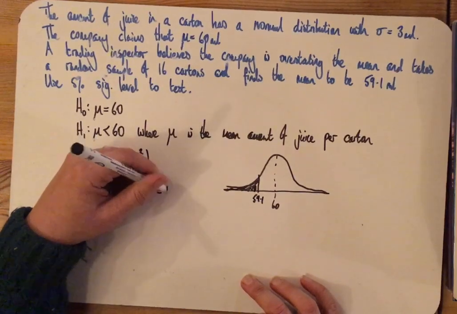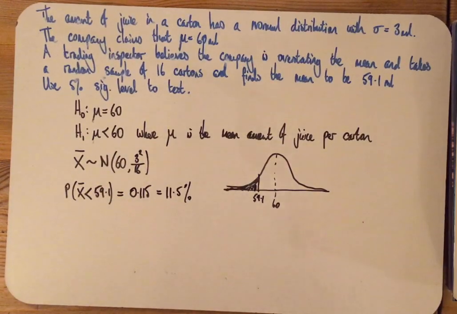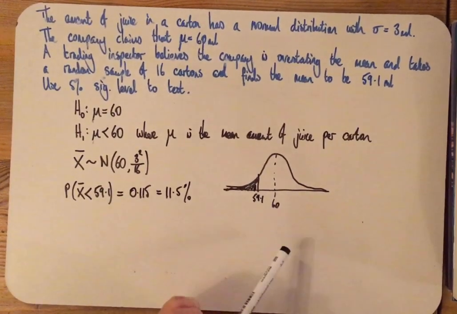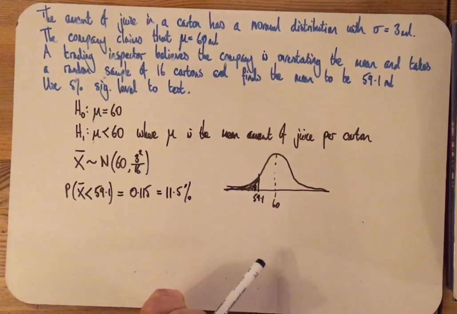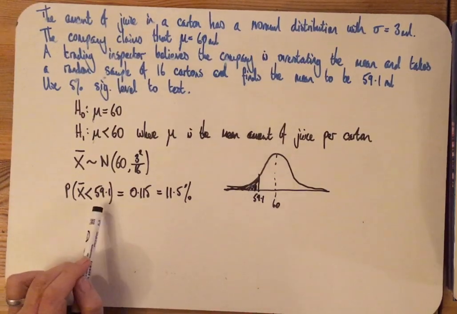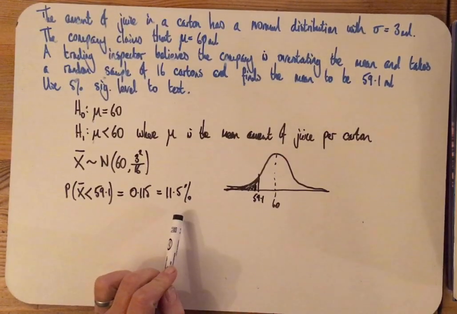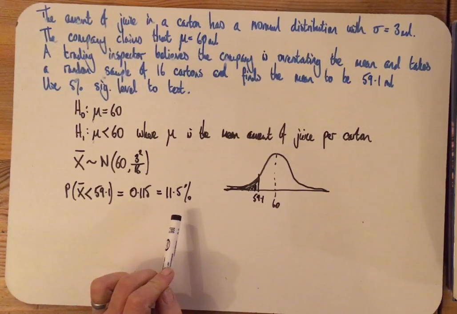And then converting that to a percentage, that's 11.5%. So what that means is that in this distribution where the population mean is 60, if you take a sample of size 16 and you find the mean of it, then you will get a mean of 59.1 or less, 11.5% of the time, which is actually quite likely. It's more than 1 in 10, it's actually quite likely. And that's more likely than the significance level.